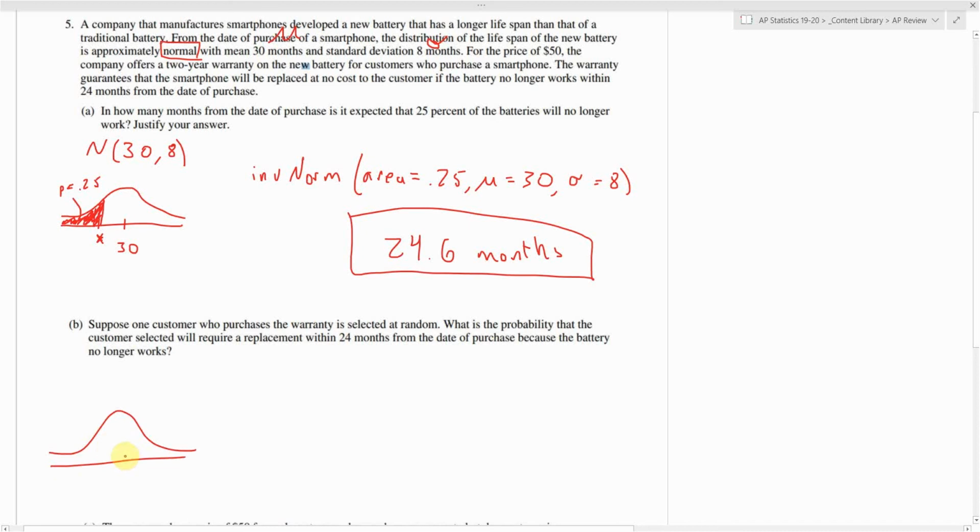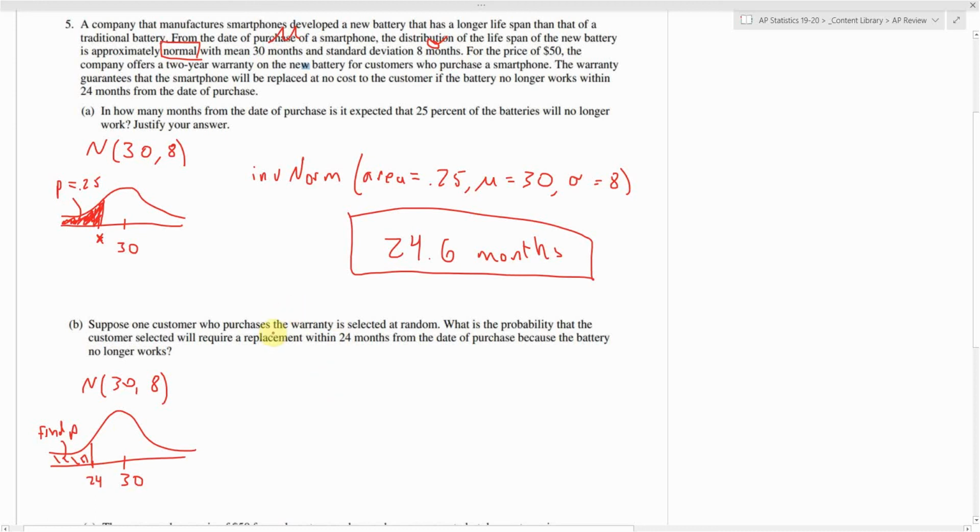And again, we know that 30 is at the center, the mean. It's the same normal distribution with 30 and 8. And we're looking now, instead of saying where's 25%, we're saying 24 months is at what proportion. So now we're trying to find this P. Up here we knew the proportion was 0.25. Here we know that the score is 24 months. We want to find the proportion.